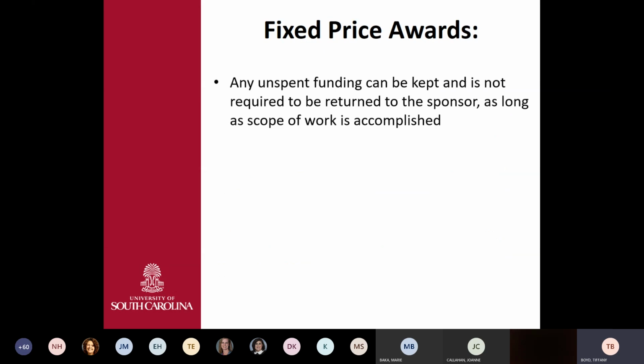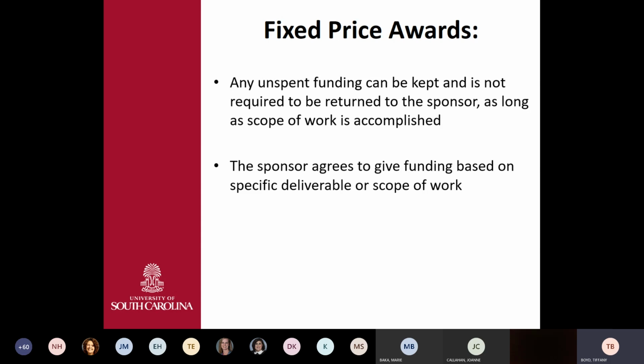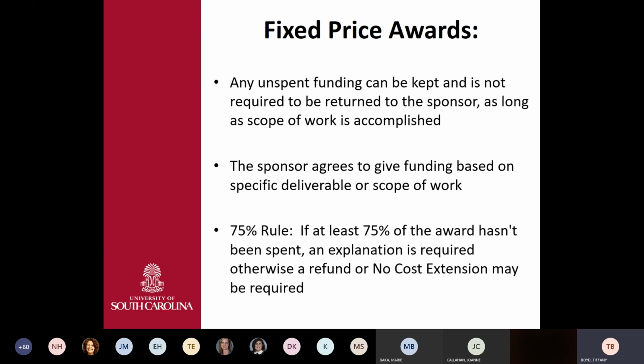So then the other type of award is fixed price awards. On fixed price awards, any unspent funding can be kept. It's not required to be returned to the sponsor as long as the scope of work is accomplished. So the sponsor agrees to give that funding based on a specific deliverable or that scope of work. However, there is the 75% rule. If at least 75% of the award hasn't been spent, an explanation is required. Otherwise, a refund or perhaps a no-cost extension is required.